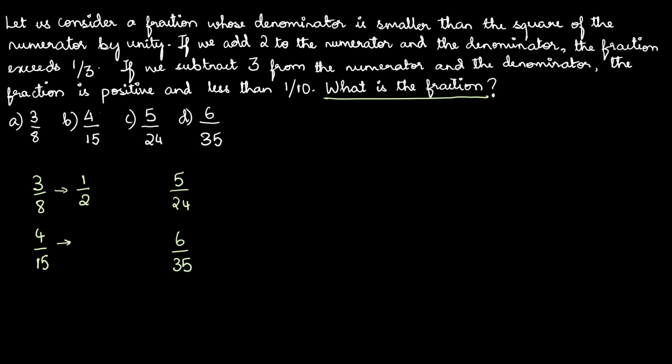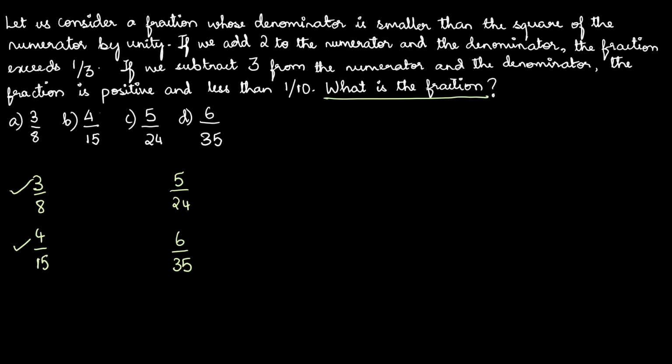What about 4 by 15? The fraction we get on adding 2 to the numerator and the denominator is 6 by 17. And if it's greater than 1 by 3, then 6 into 3 should be greater than 1 into 17, right? 6 3s are 18, 1 times 17 is 17, and this is valid. 18 is greater than 17, so this is indeed true. So both 3 by 8 and 4 by 15 fit the second condition.